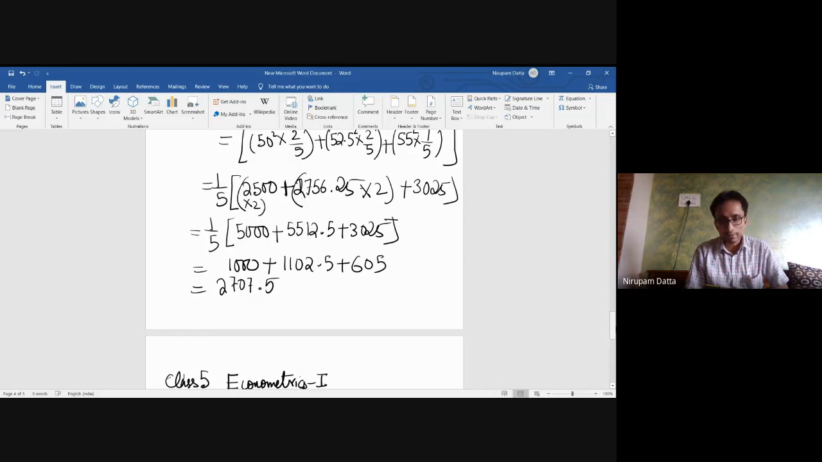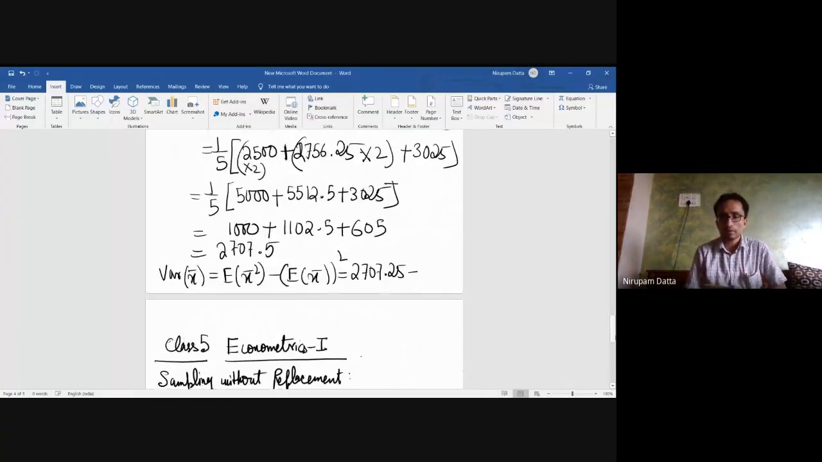It is nothing but E of X bar square minus E of X bar whole square. So we have got 2707.25 minus what was the expected value of the sample mean? It was 52. So minus 52 square. Now let us see what happens next.